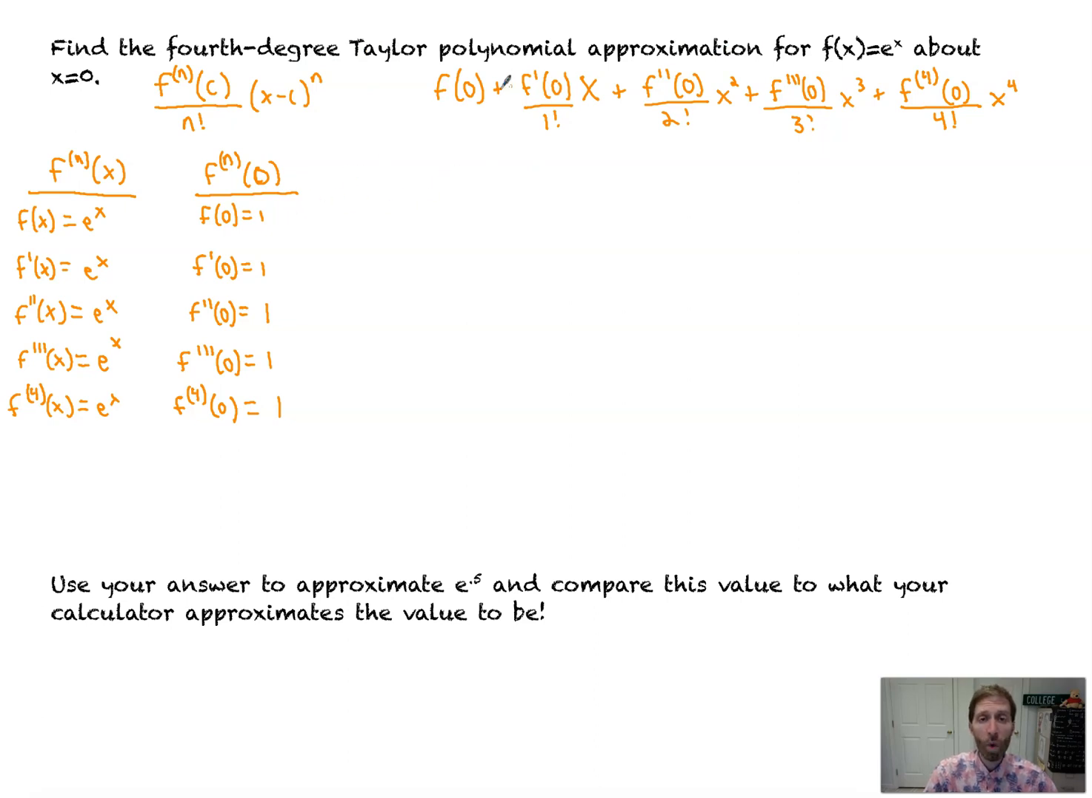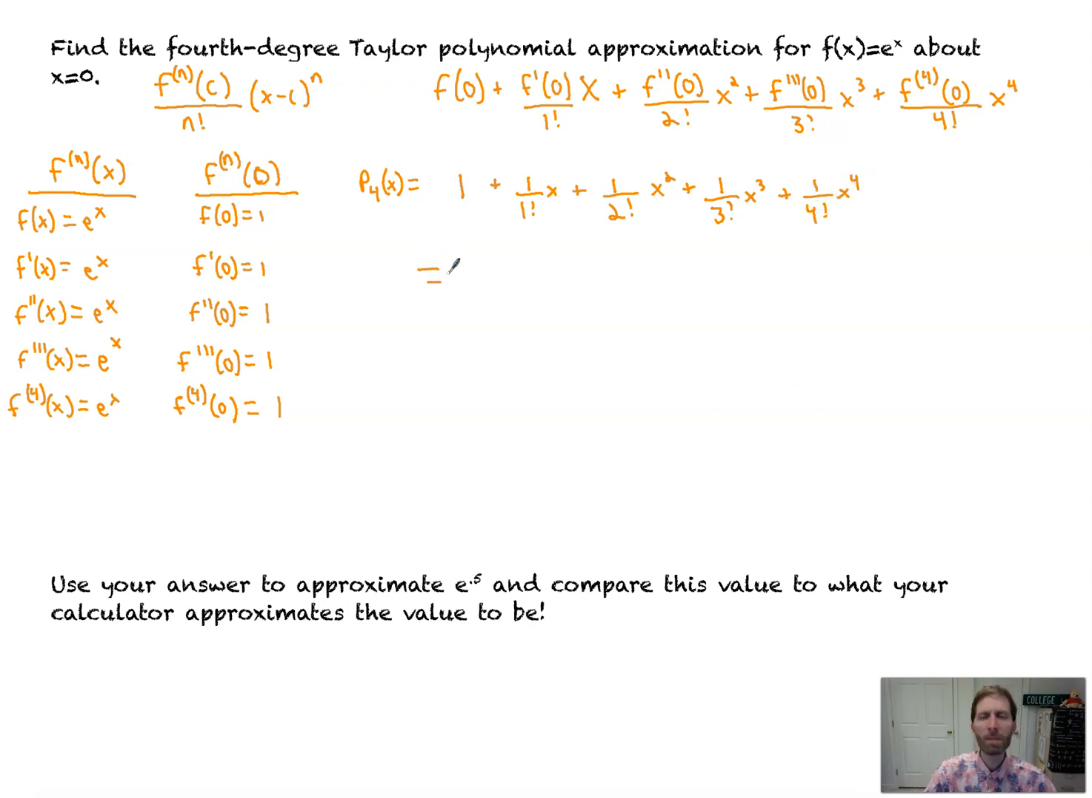That's it. So 1 goes in for f of 0, bam, plus 1 over 1 factorial. I'm going to write this, by the way, as p sub 4 of x. That's the fourth degree polynomial for e to the x in this case. Plus, we're going to plug in 1 here. That's 1 over 1 factorial. We'll simplify later, x to the first, plus another 1 over 2 factorial times x squared, plus 1 for f triple prime over 3 factorial x cubed, plus 1 over 4 factorial x to the fourth.